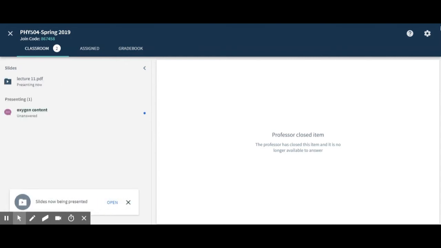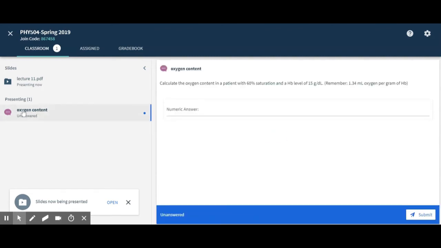All right, so now take a second and say, if I give you an oxygen saturation, so hemoglobin saturation is 60%, and this person has a level of 15 grams per deciliter, how would you get the actual oxygen content? So it's sort of a reverse of what we did just now.